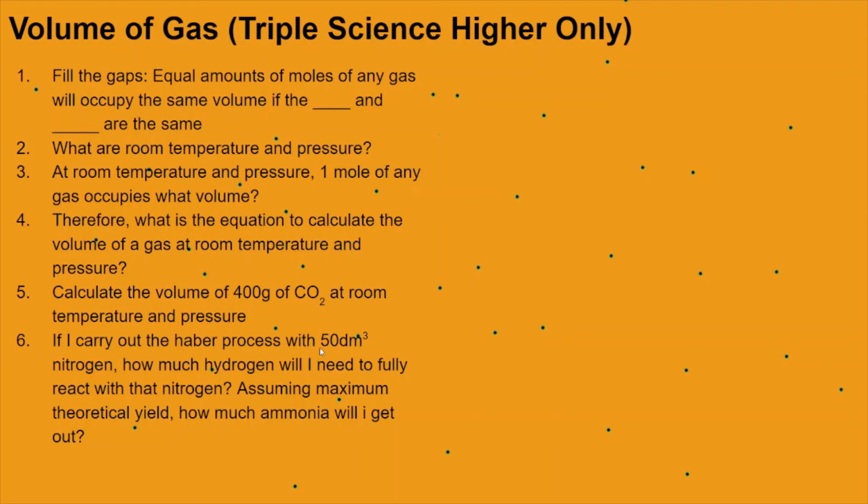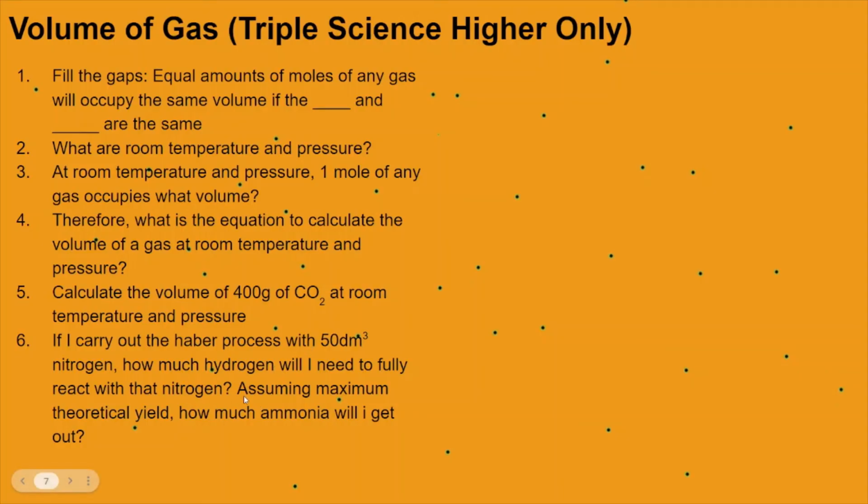So we can simply times it by 3, because if we have 1 mole of nitrogen occupying 50 decimeters cubed, remember at the same room temperature and pressure, equal amounts of moles of any gas will occupy the same volume. But if we have 3 times the number of moles of hydrogen than we do nitrogen, then we times this by 3 to get 150. So if nitrogen is 50 decimeters cubed, we will need 150 decimeters cubed of hydrogen.